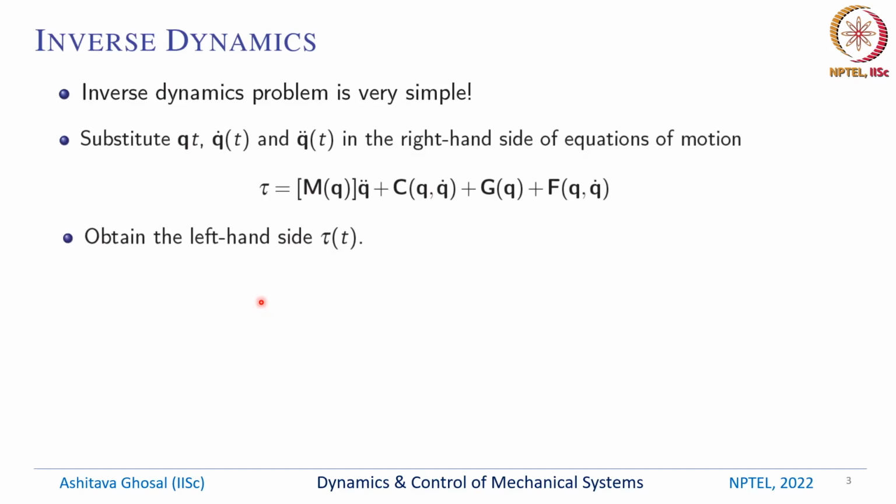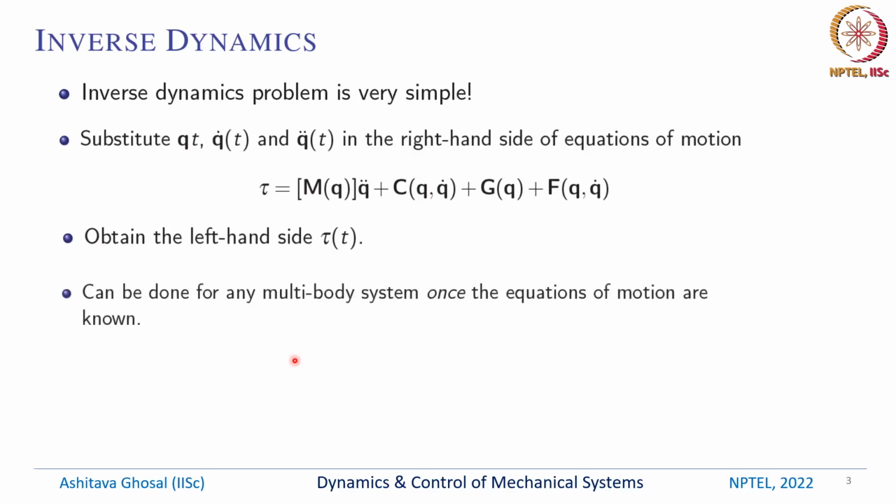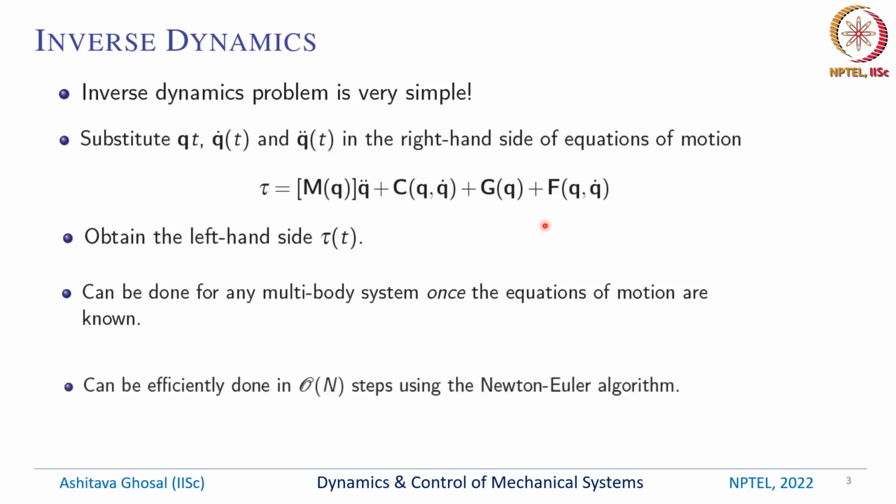The left hand side is nothing but, after substituting q of t, q dot of t and q double dot of t, we get torque as a function of time. So as you can see, it is a relatively simple problem. It can be done for any multibody system once the equations of motion are known. Once the full equations of motion are known, the inverse dynamics problem is nothing but simple substitution. That is why I said that the inverse dynamics problem for multibody systems is very simple. It can be done very efficiently.